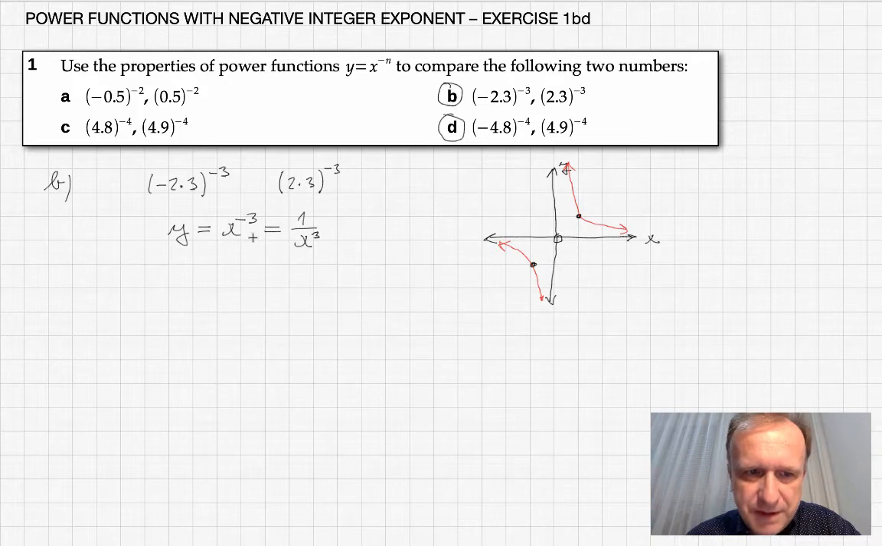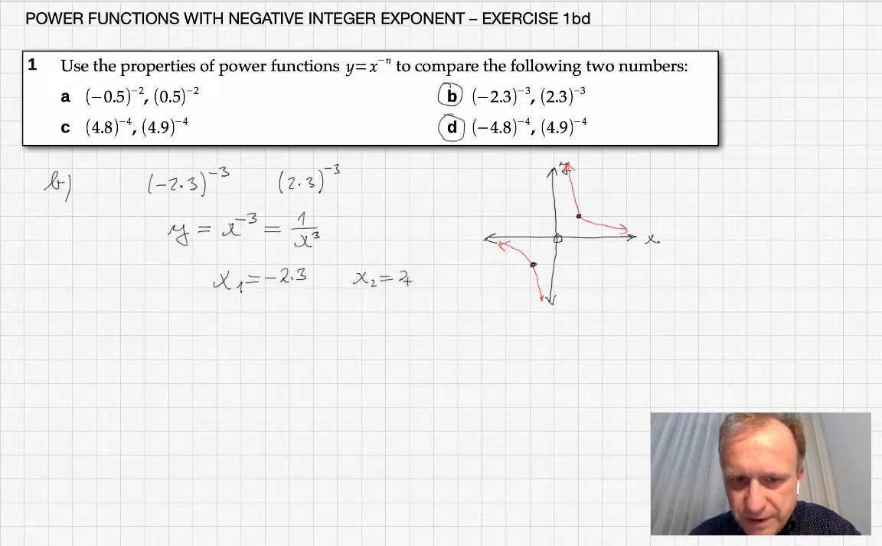And now the numbers that we have to take as values of x are x1 equals minus 2.3 and x2 equals 2.3. So x1 is perhaps somewhere here and x2 is somewhere here. Okay, but now we have to compare the values. So this is f of x1 and this one is f of x2.